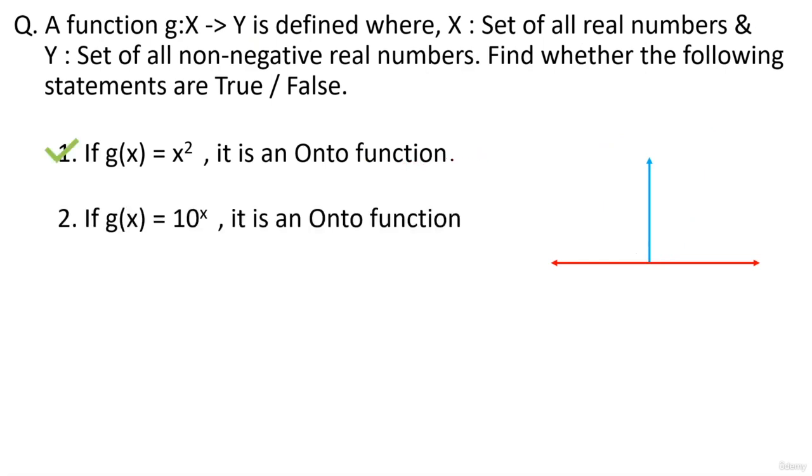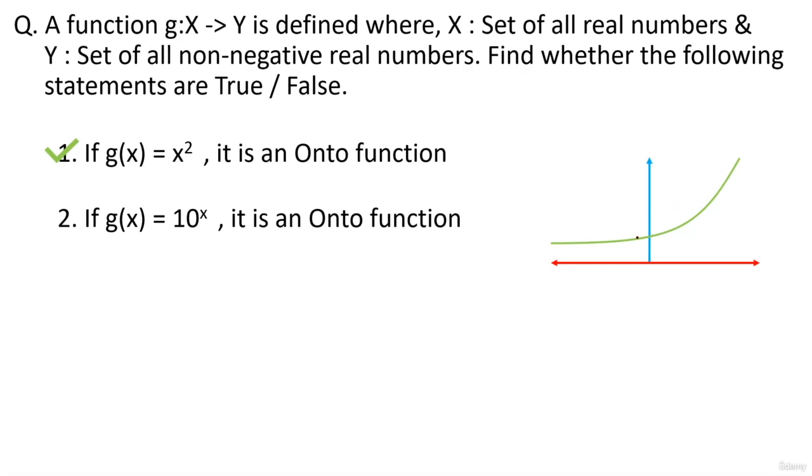If g of x is equal to 10 raised to x, it is an onto function. Now if you draw the graph of g of x, it will be something like this. As you increase the value of x, it will keep on increasing. But if you take a negative value of x, 10 raised to minus 1, 10 raised to minus 2, what happens? 10 raised to minus 2 is 1 by 100, and 10 raised to minus 1 is 1 by 10. So the value of y is very, very small, 0.01, 0.001, then 0.5, 0.6, and then it slowly increases.